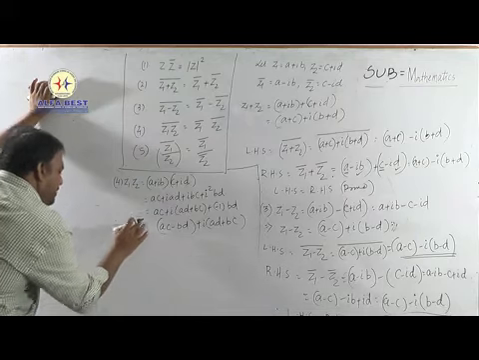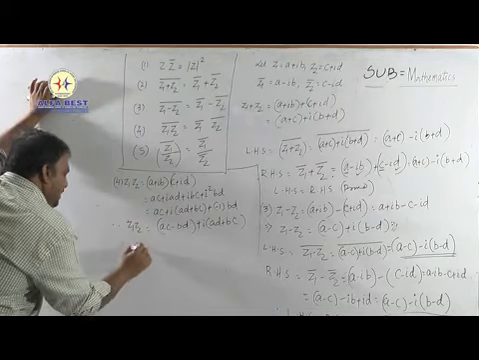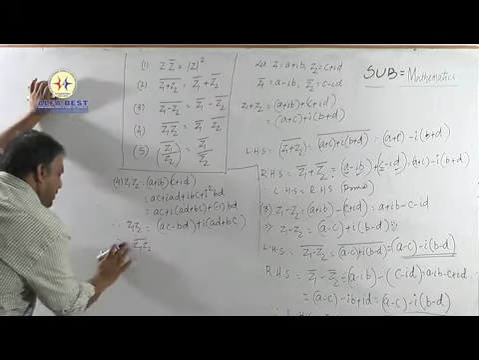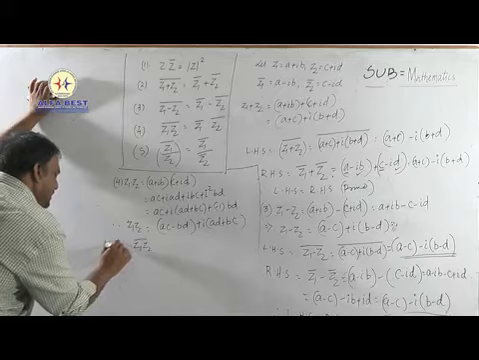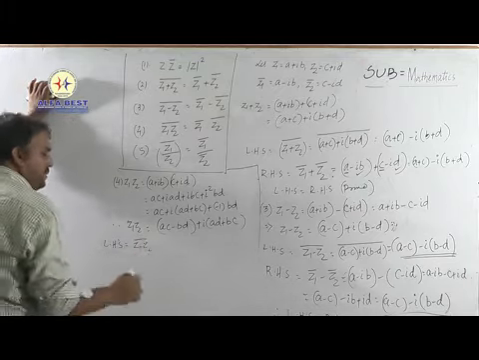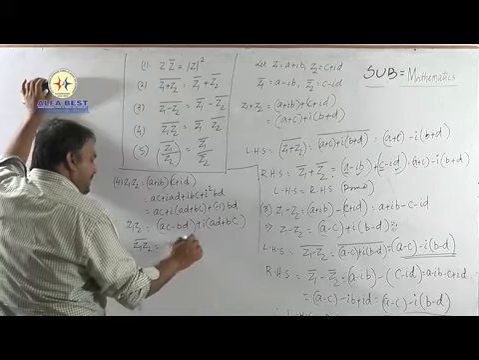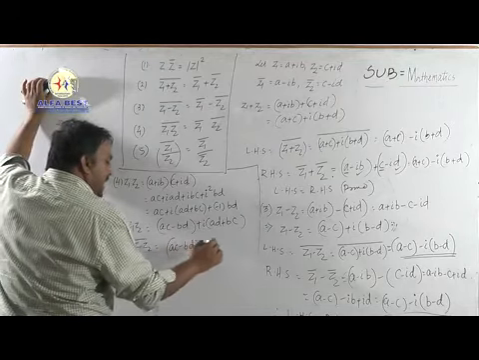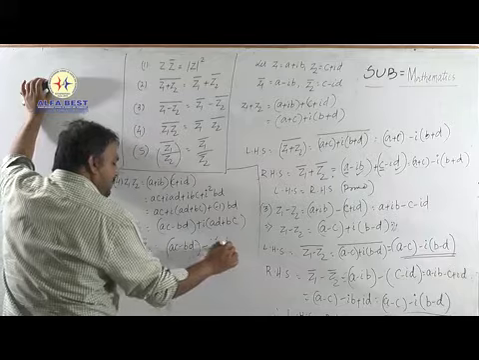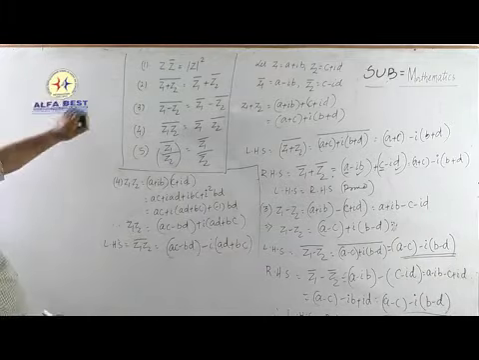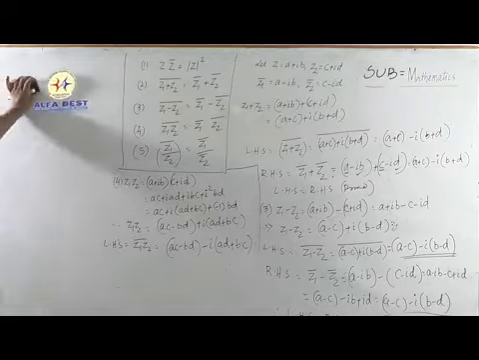Now what will be its conjugate? This is your LHS. So LHS is equal to the conjugate of this, which is AC minus BD, plus will be minus I into AD plus BC. This is your LHS. Now we will go to RHS.